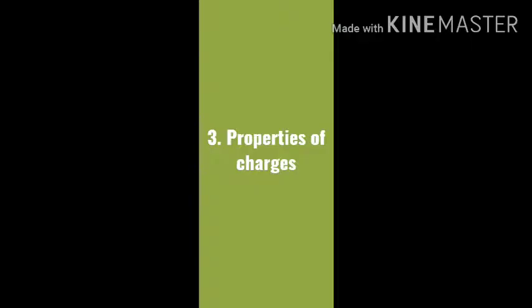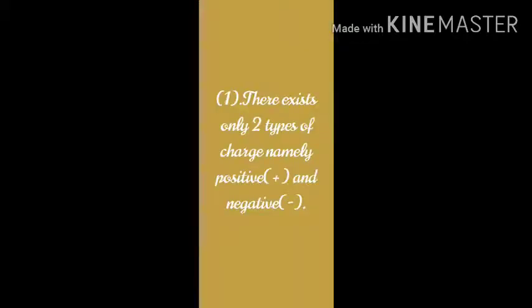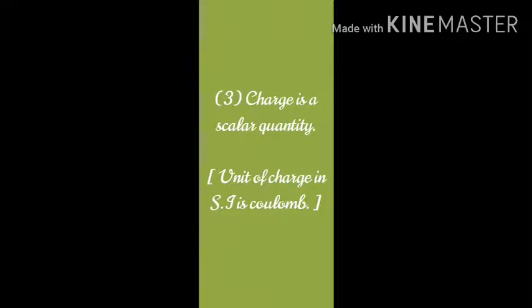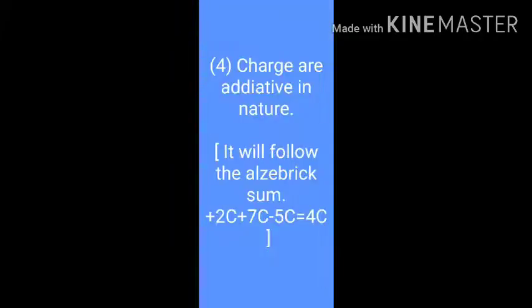Now we will talk about properties of charge. Number 1: there exist only two types of charge, normally called positive and negative. Number 2: like charges repel and unlike charges attract each other. Number 3: charge is a scalar quantity. The SI unit of charge is coulomb. Number 4: charges are additive in nature, that is, they follow the algebraic sum. Let us consider 3 charges: plus 2 coulomb, plus 7 coulomb and minus 5 coulomb. After the algebraic sum, we find the total charge on the system is 4 coulomb.